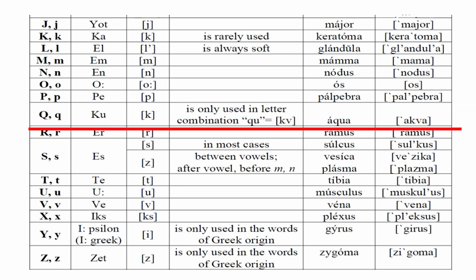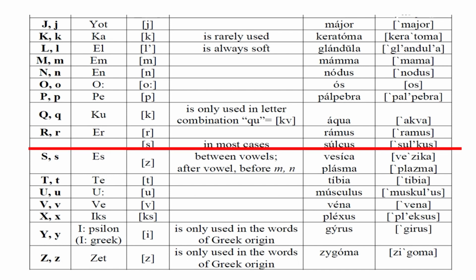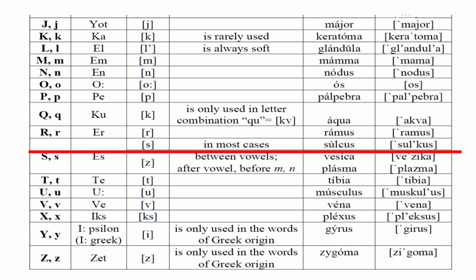Then Q in English is always qua, as in aqua. In Latin you pronounce it as qua, and it is always in combination QU. Then the next letter is R, which in Latin is also called the dog letter because it's a roar like R, R, R, as in ramus. So it's a rolled R.